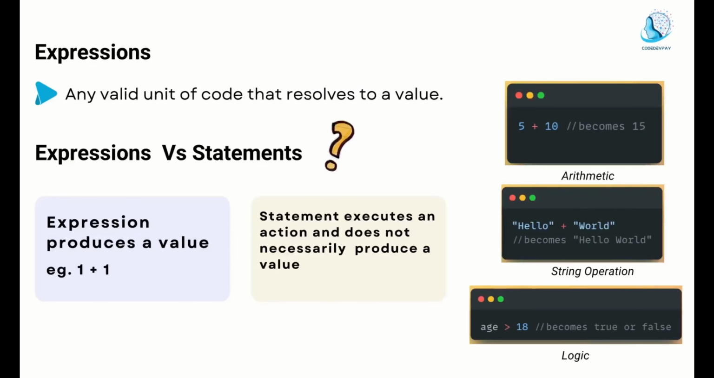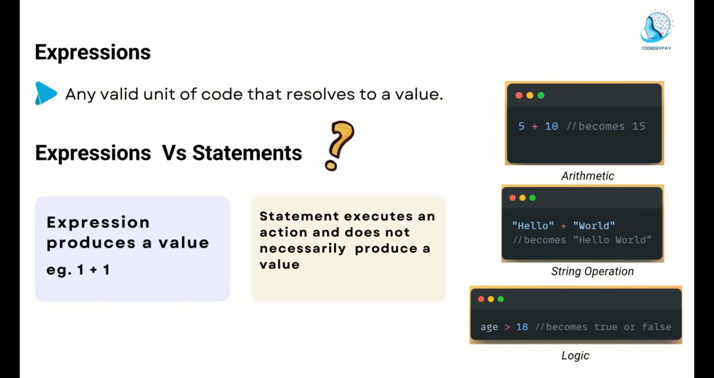Now let's look at expressions. An expression is any valid unit of code that resolves to a value. Let's take a look at this example. We have 5 plus 10, which becomes 15. And we have this string operation, we have hello and world, so we combine them to become hello world. And we have this logic expression, age is greater than 18, so it could become true or false.